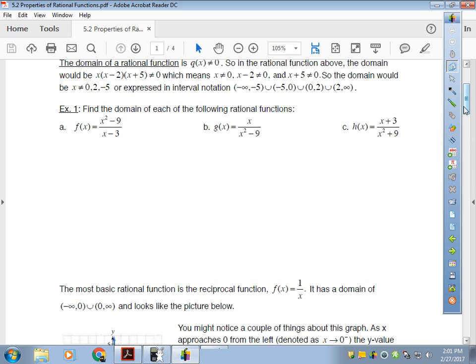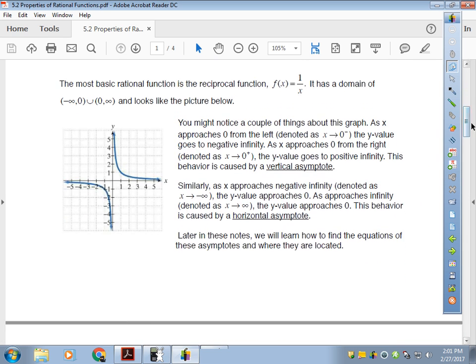Alright, so that's all about domain. Next thing we're going to talk about is asymptotes. Okay? And to help us visualize asymptotes, we're going to start with the parent function of rationals, which is the reciprocal function. F of x equals 1 over x. The reciprocal function has a domain of negative infinity to 0 and union 0 to infinity. And it looks like this picture below right here.